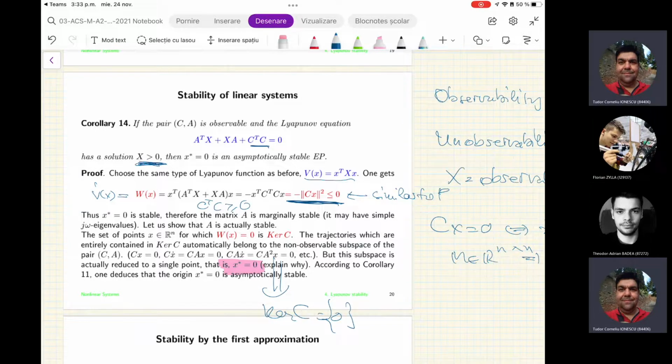So that's why any observable system with a positive definite Gramian is asymptotically stable. You can have observable systems with Gramians which are not positive definite, then they're not necessarily stable.